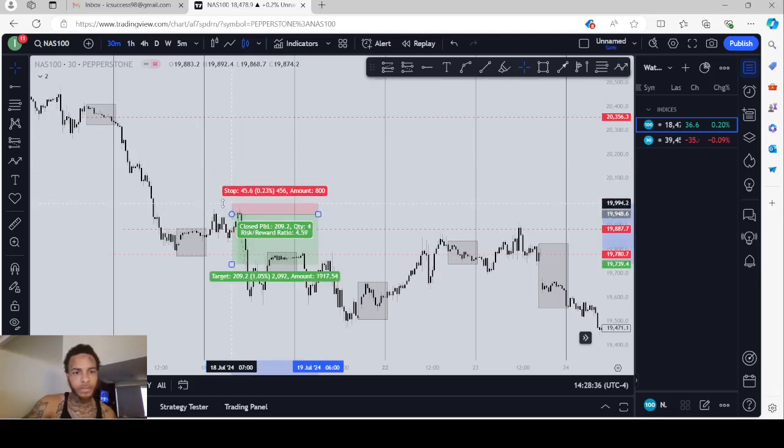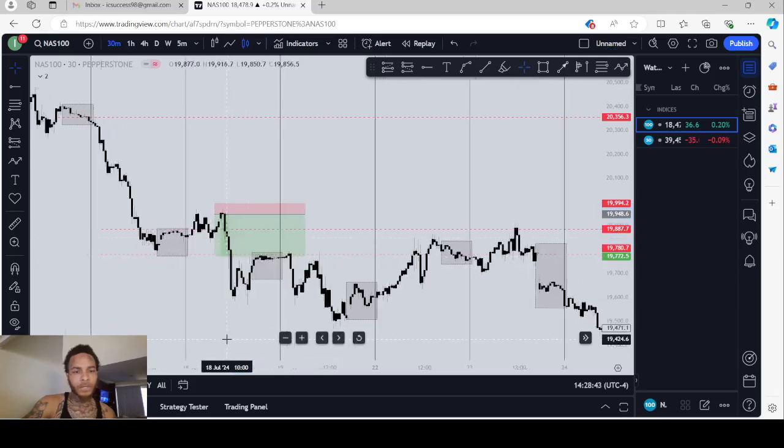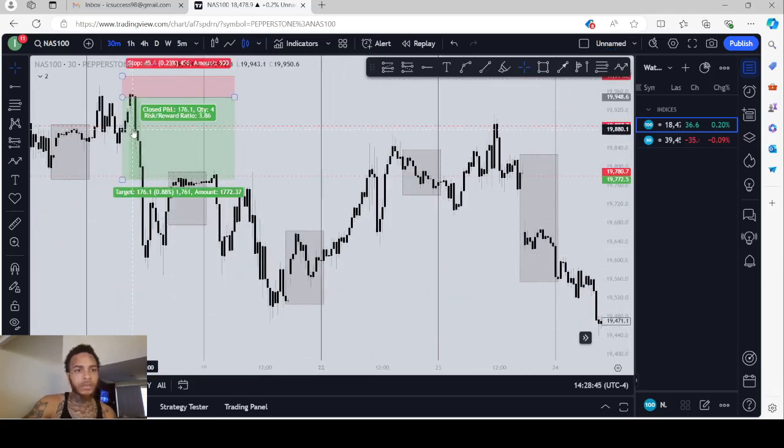like a 50-point stop loss. But I would put mine right above the high. Then I would have been looking to target this low. You see what I'm saying? And you would have went straight into profit from 9:30.